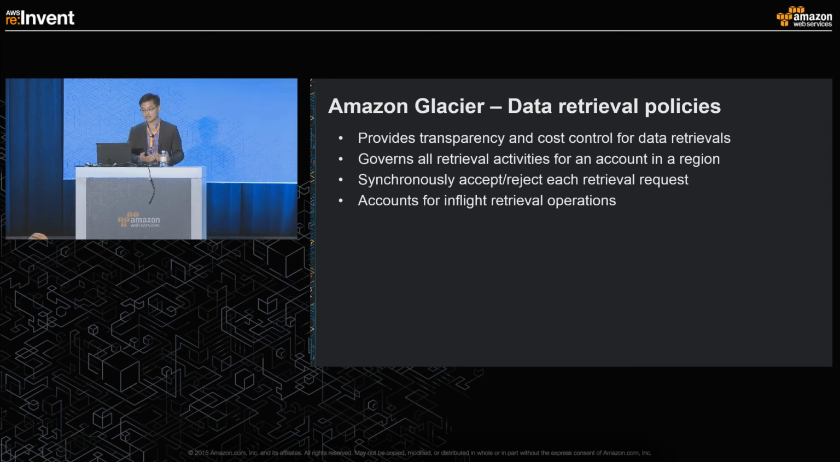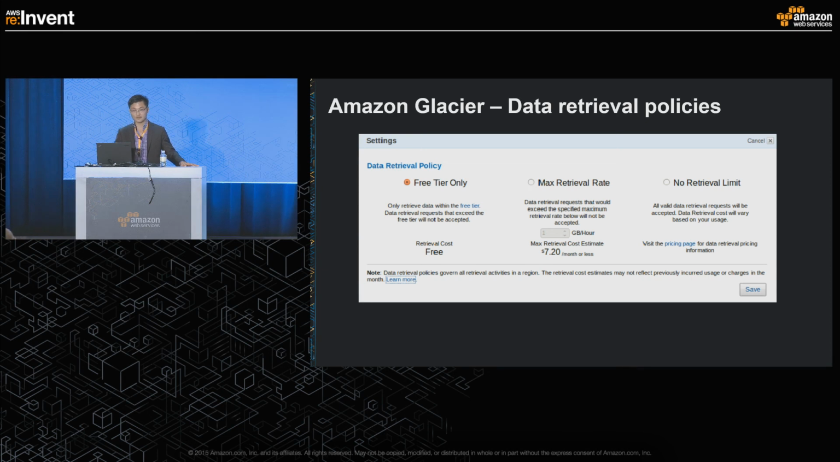So a couple of things. Number one is with a single policy, it controls all of your Glacier retrieval activities in a single region. So for those of you that have multiple business units all using Glacier, you can have a single policy that controls their retrieval activity across the board. And then you also find out whether this retrieval is going to be allowed or disallowed based on your policy. So let's take a look at how it works. It's very simple. You can configure this in the Glacier console.